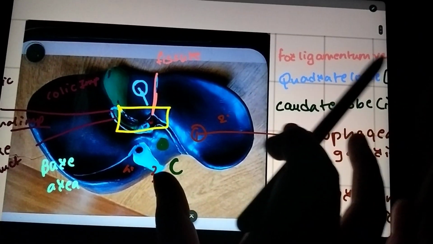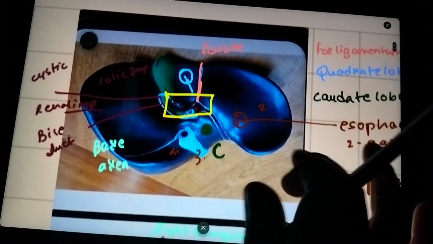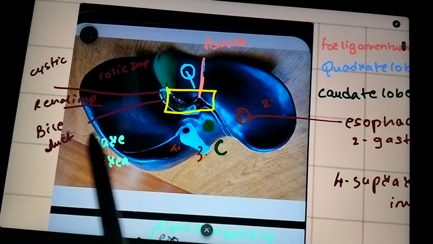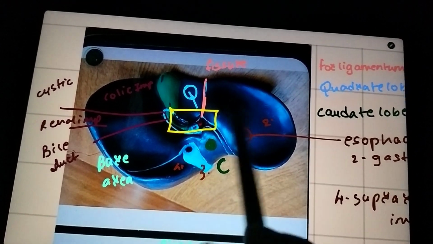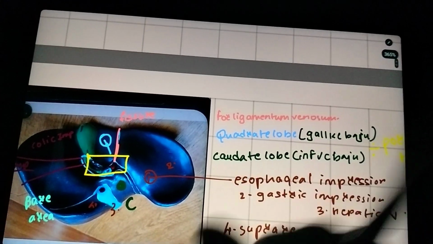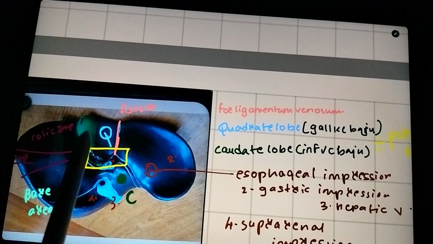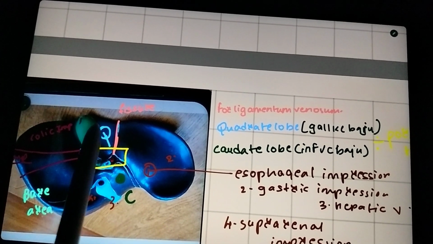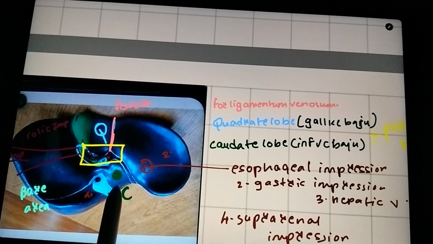This is the bare area, because here is where it is connected to the diaphragm, and all these are the impressions. This is the porta hepatis, and here is the ligamentum venosum. See, gallbladder, quadrate lobe, ligamentum venosum, and right here is the caudate lobe.